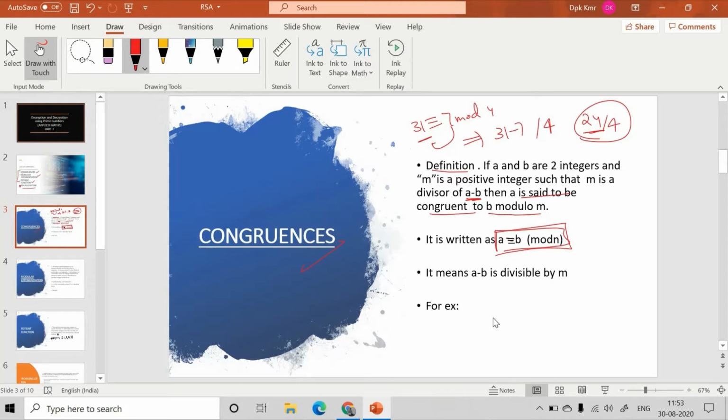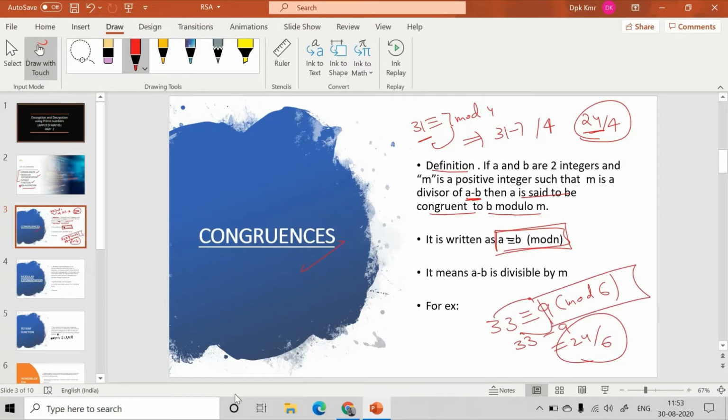Suppose I take another example to make it more clear. I take 33 congruent to 9 modulo 6. Now 33 minus 9 will be 24 again. So this will be divisible by 6. So 33 is congruent to 9 modulo 6.